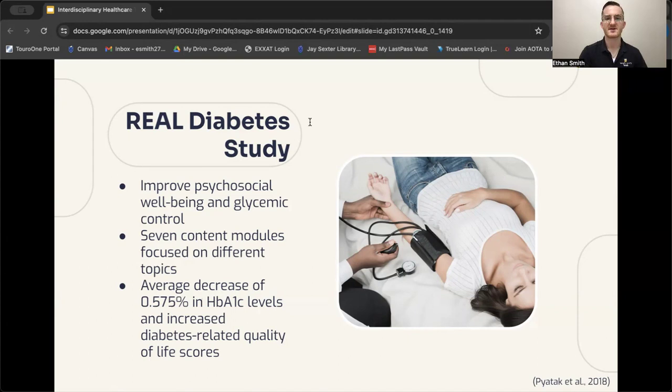Participants underwent 7 content modules focused on different topics, including goal setting, self-management, knowledge and skills training, access and advocacy, establishing and maintaining healthful routines and habits, social support, emotional well-being, and long-term health. After receiving the intervention, participants at the time of post-test saw an average decrease of 0.575% in their A1C levels and increased scores related to diabetes-related quality of life.